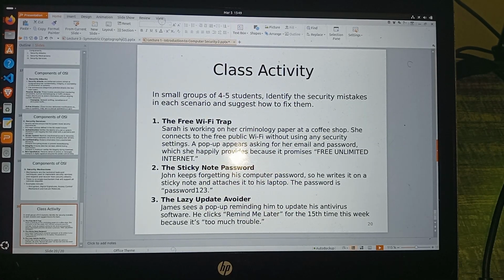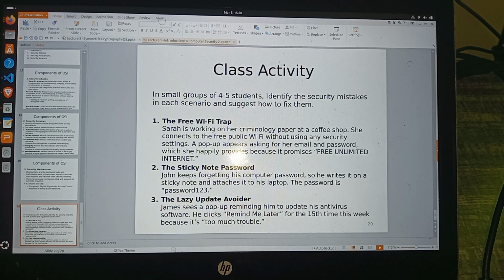Now that we have handled this introduction, for any student or anyone following my lecture, can you research the free Wi-Fi trap? Sarah is working on a criminology paper. She connects to public Wi-Fi without using any security settings. A pop-up appears asking for her email and password, which she happily provides because it promises free unlimited internet. Can you identify the security mistakes in the scenario and suggest how to fix them?